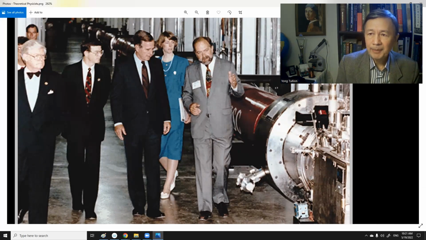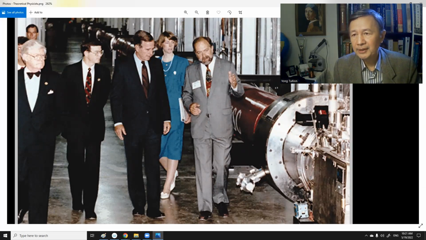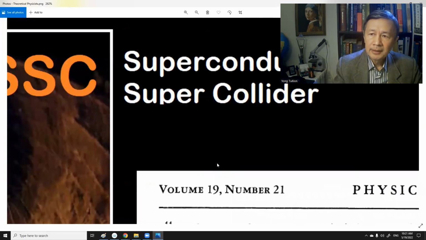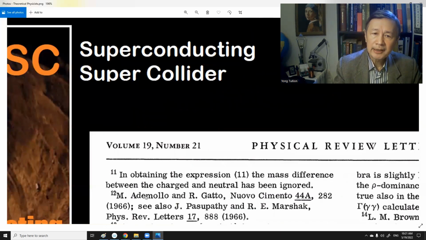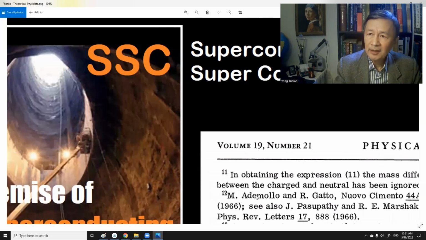My suspicion is by no means groundless. In the early 1990s, there was a huge project going on in Texas, USA. The name of this project is called the Superconducting Super Collider, or SSC for short.